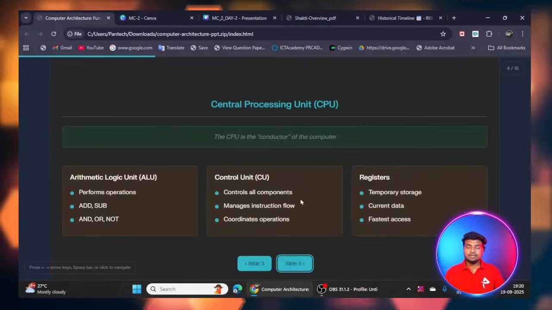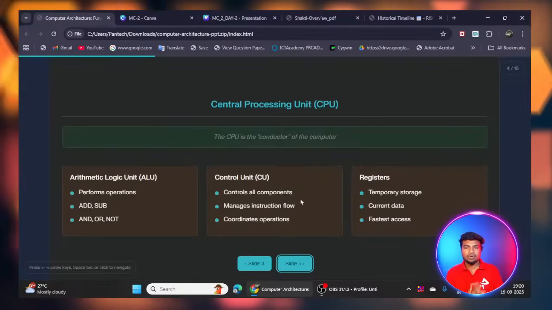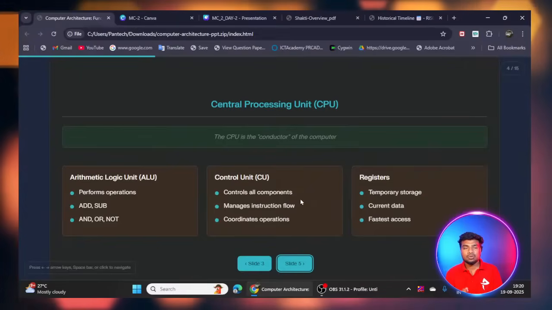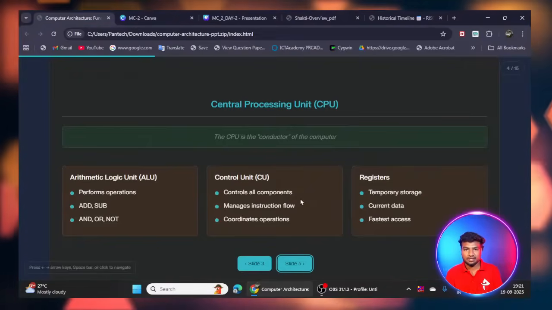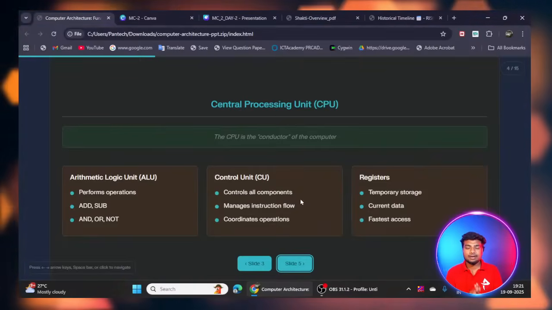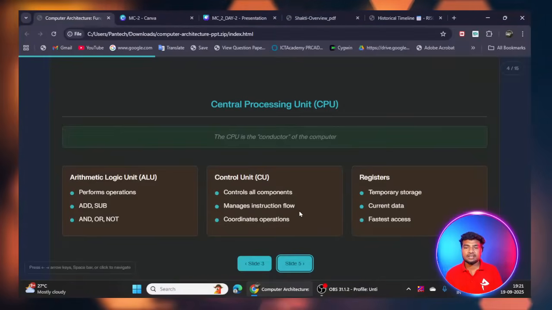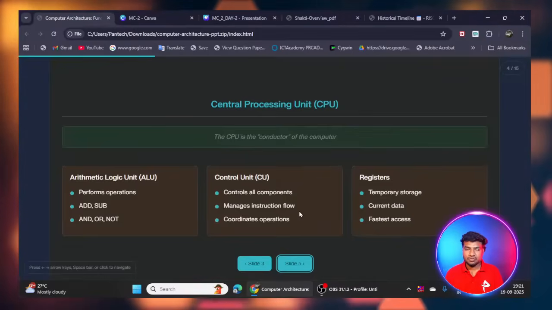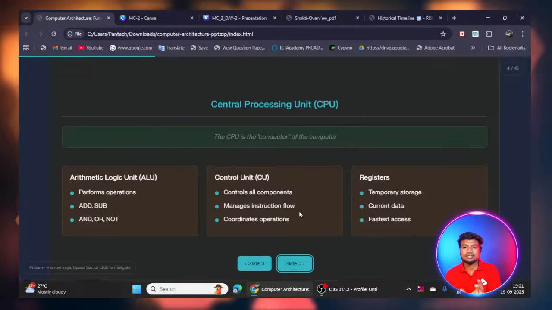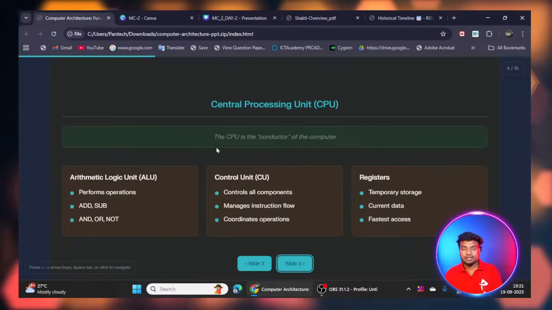Coming to the control unit, it controls the instructions and data. Inside the CPU there is an ALU block, which does only arithmetic operations like addition. So who will give the instruction to the ALU? At that time the control unit takes the responsibility. It controls all the instructions and data. If you want to do an addition operation, that addition instruction given to the arithmetic logic unit is given by the control unit only.